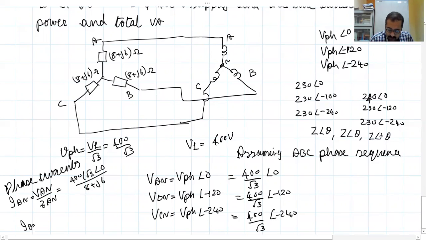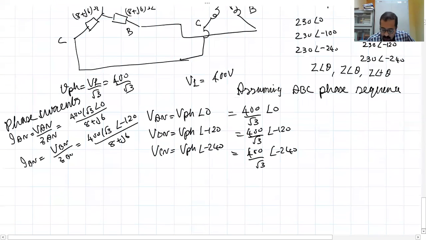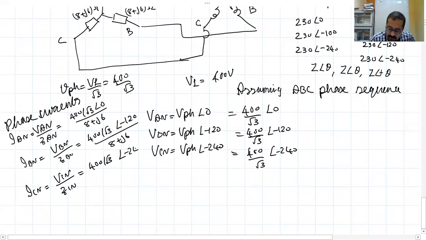Okay, what will be IBN? VBN divided by ZBN. 400 by root 3 angle minus 120 divided by 8 plus j6. What will be ICN? VCN divided by ZCN. That means 400 by root 3 angle minus 240 divided by 8 plus j6.